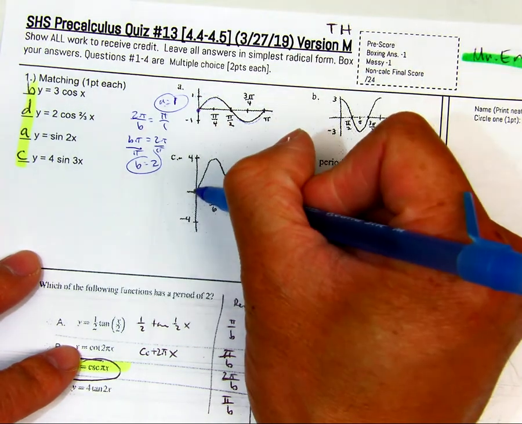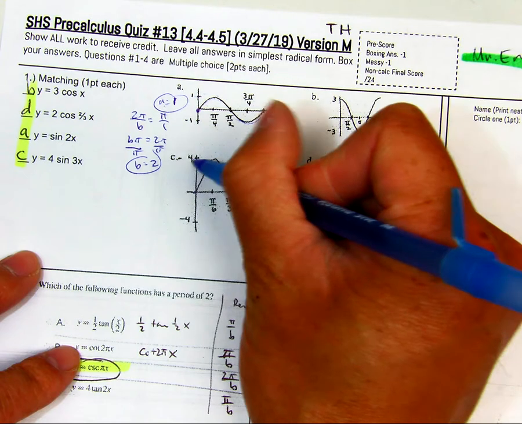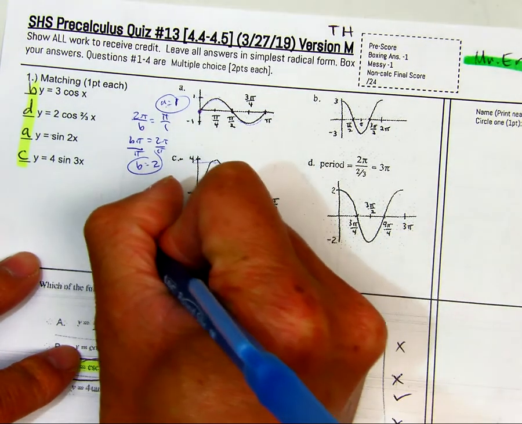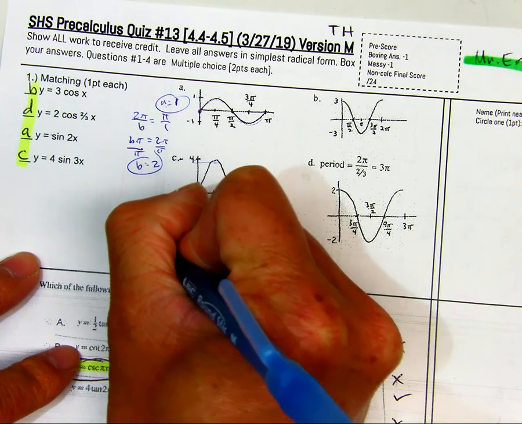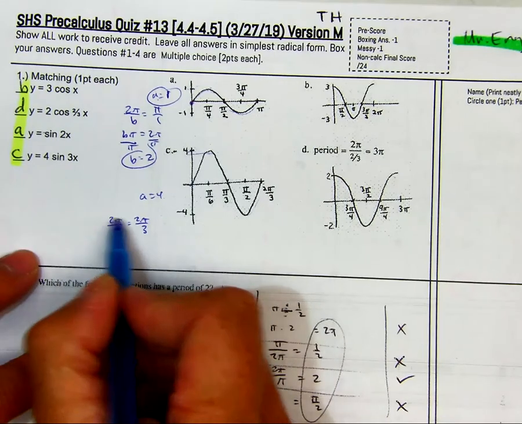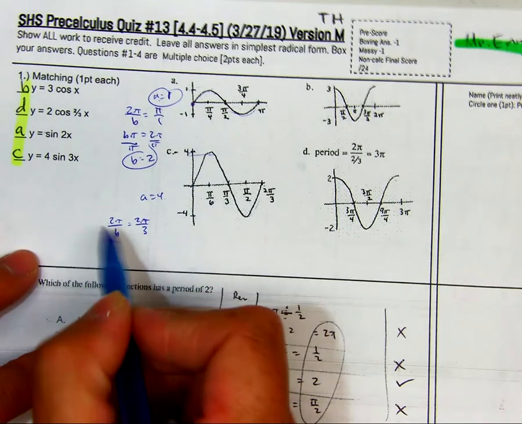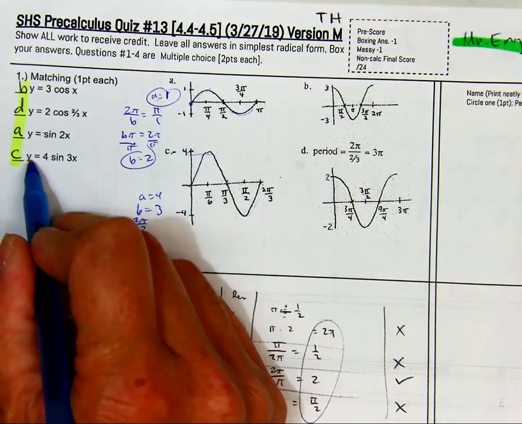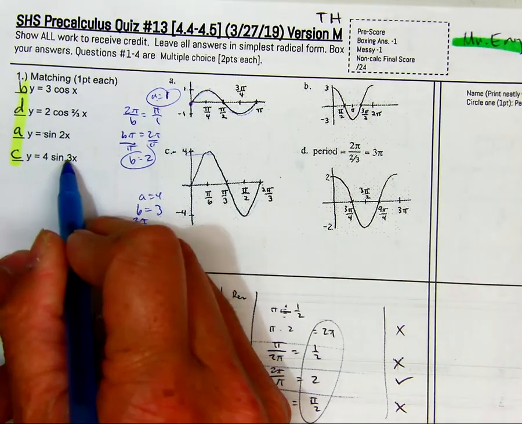So same thing here. You'll notice it has an amplitude of 4. The graph finishes by 2 pi over 3. You don't have to do any cross multiplying. Notice that the numerator is the same. Therefore, b is equal to 3. And that would be choice C, this one here: sine, amplitude of 4, b value of 3.